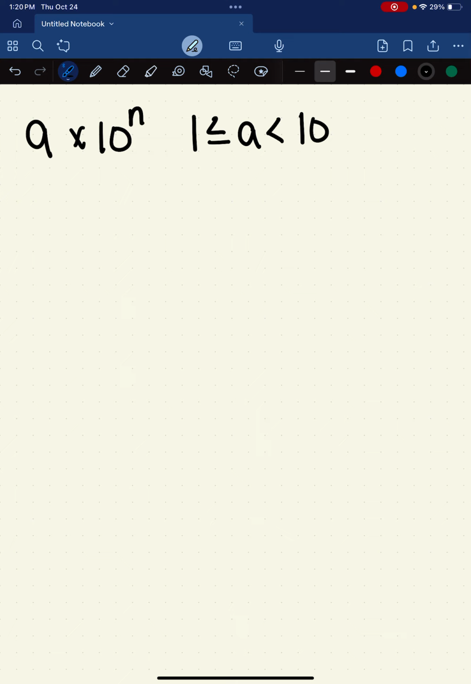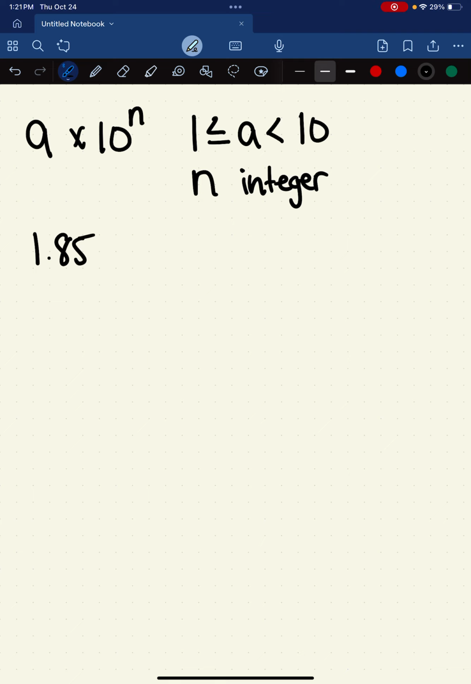Okay, so what is scientific notation? We've done a lot of talking about numbers. Scientific notation looks like a times 10 to the power of n, and we have restrictions, and these restrictions are very important. A has to be a number. It could be any decimal number between 1, and it could be equal to 1, and 10, but it cannot be equal to 10. And n has to be an integer, which means a whole number. It could be a negative whole number, but it has to be a whole number.